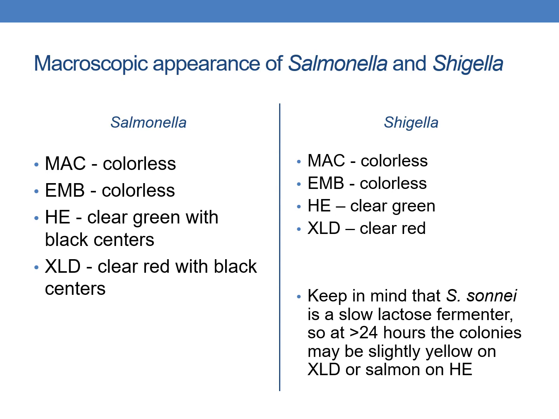Because Shigella sonnei is a slow lactose fermenter, beyond 24 hours you may see some slight yellow on XLD or salmon on HE because it is fermenting lactose. Okay, anytime we're looking for Salmonella or Shigella, we look at our plates and we always look for lactose sucrose negative colonies. If they're lactose sucrose negative and H2S positive, it could be a Salmonella. If you have lactose sucrose negative colonies elsewhere that are H2S negative, they could be Shigella.